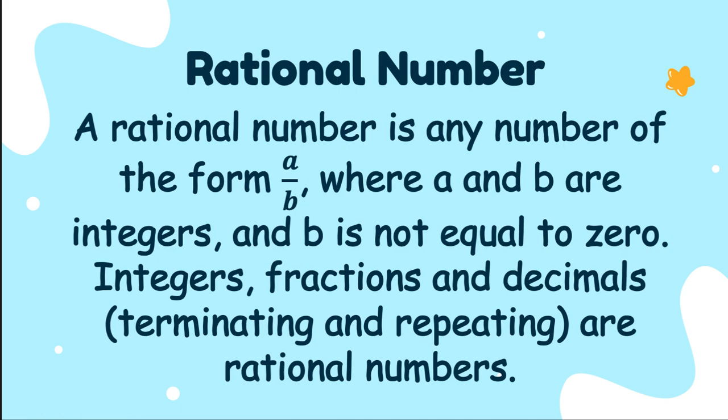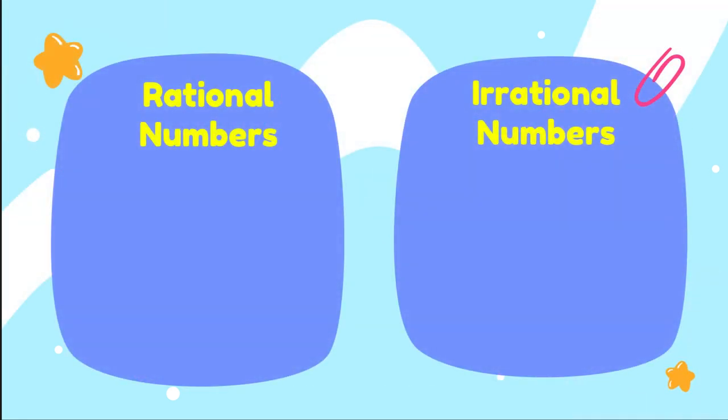So integers, fractions, and decimals like terminating and repeating decimals are all rational numbers. So let's have an example of rational numbers, and the non-rational numbers, or what we call the irrational numbers. Rational numbers are like 3/5. Here we have A as 3 and B as 5. So 3/5 is a fraction, therefore 3/5 belongs to the set of rational numbers.